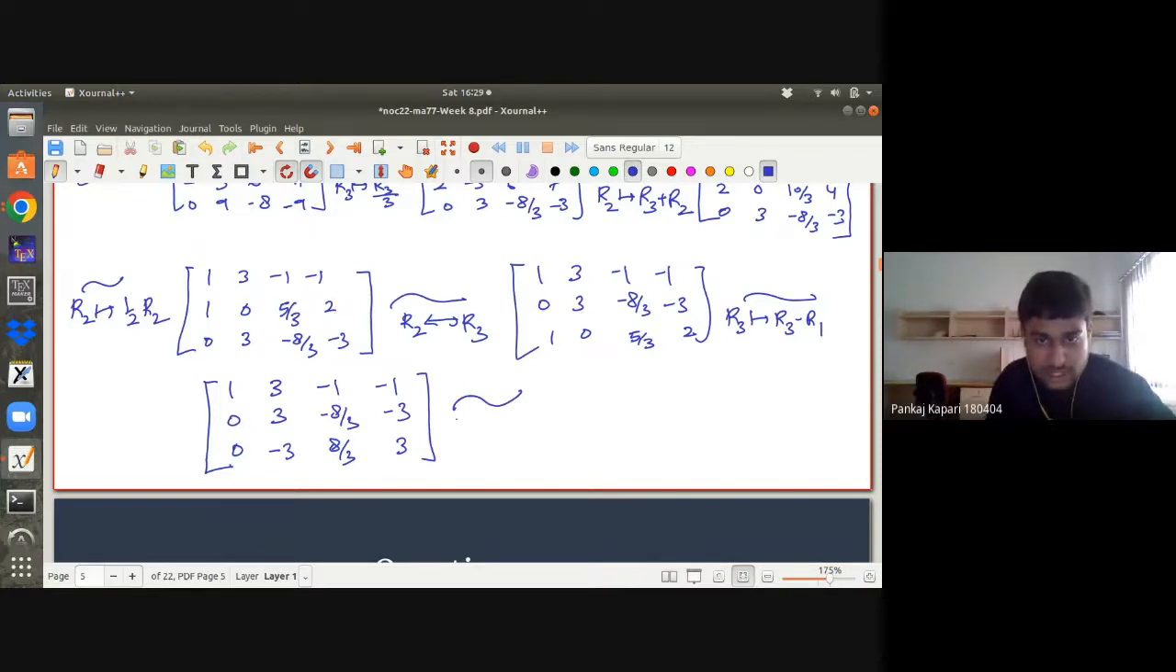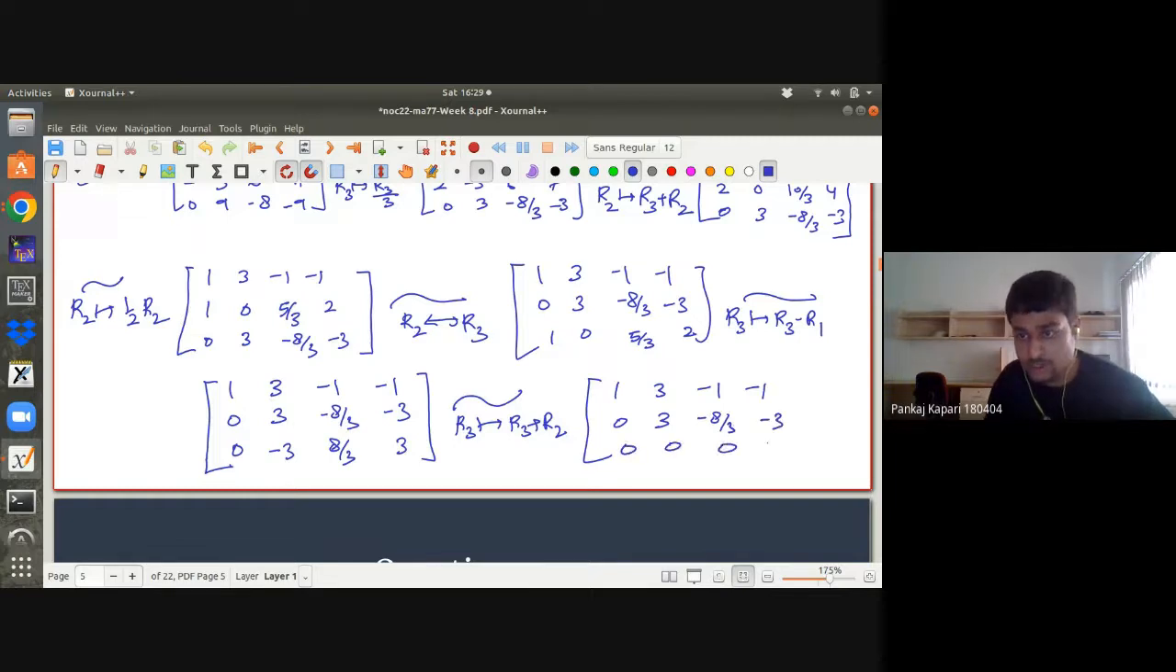So you can see what we'll do: we can change R3 to R3 plus R2, and this will give 1, 3, -1, -1, 0, 3, -8/3, and -3. The third row will become 0, 0, 0. Now the third row has no meaning because it is a zero row, that means a zero equation, 0 equal to 0. So there is nothing.